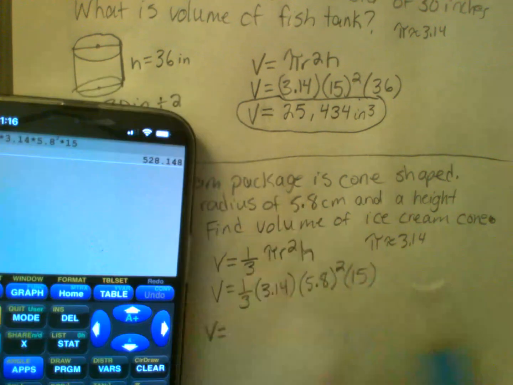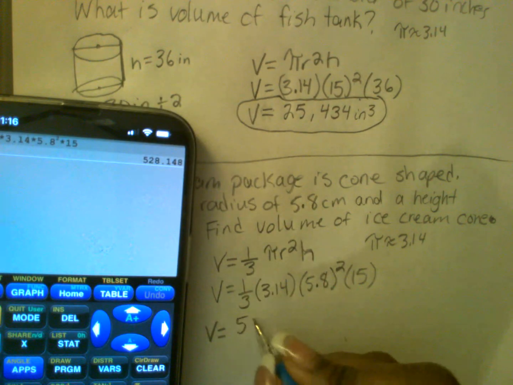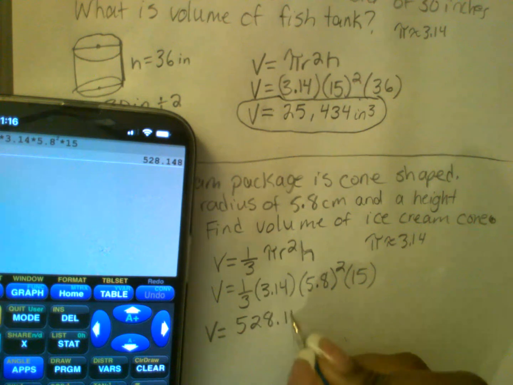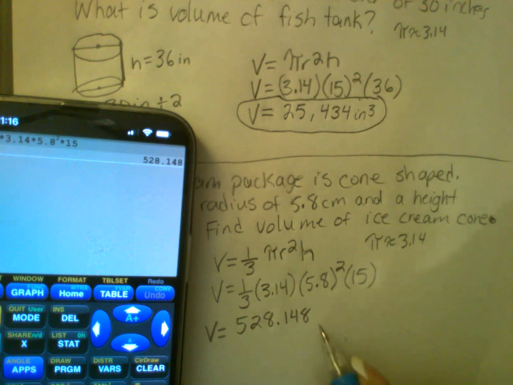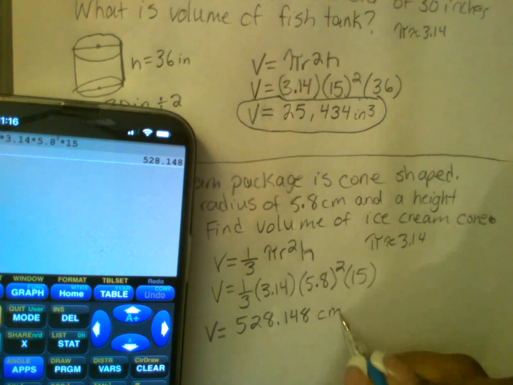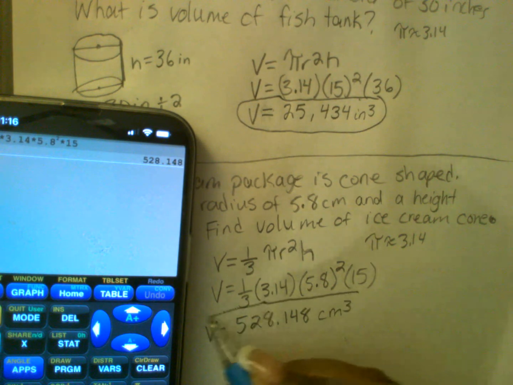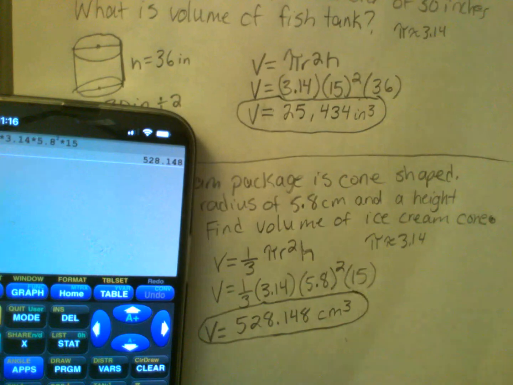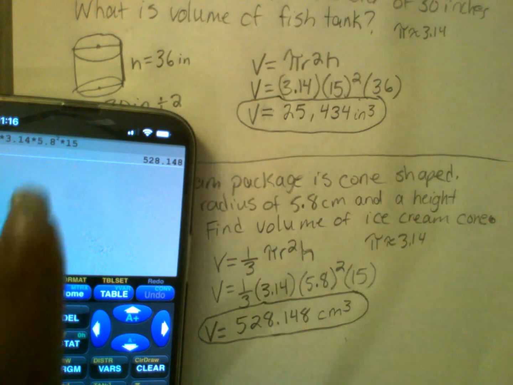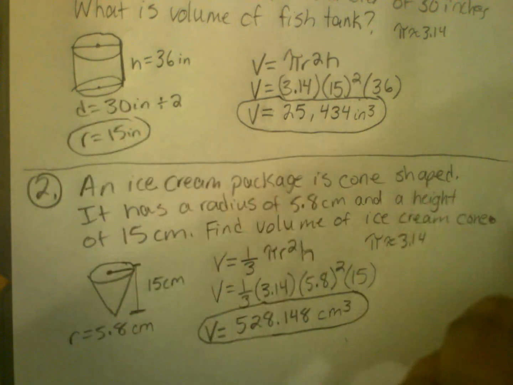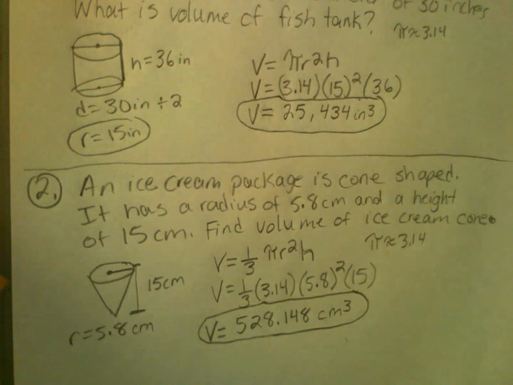528.148, 148 thousandths. And this is going to be centimeters to the third power because volume is how many cubic units. So it's going to be to the third power that are in a solid. So this is how much you can fill that cone up with.